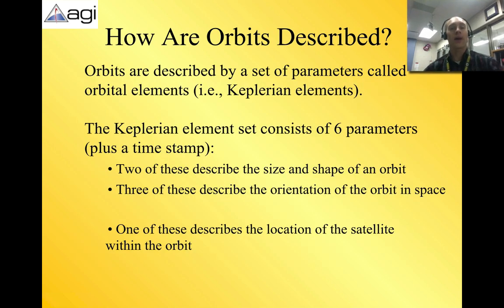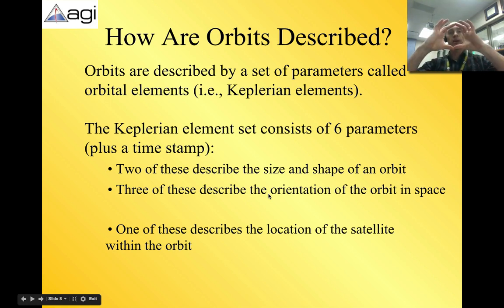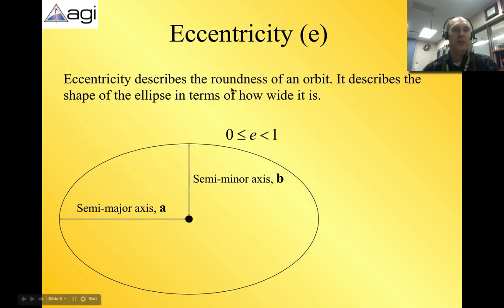So orbits are described by a set of parameters called orbital elements or Keplerian elements. There are 6 parameters along with the timestamp, and we're going to talk about all of these. So 2 of them will describe the size and then the shape, whether circular or elliptical, of an orbit. 3 describe the orientation of the orbit in space, different orientations. And 1 will describe the location of the satellite within that orbit. Where is it at? So those are the 6 parameters.